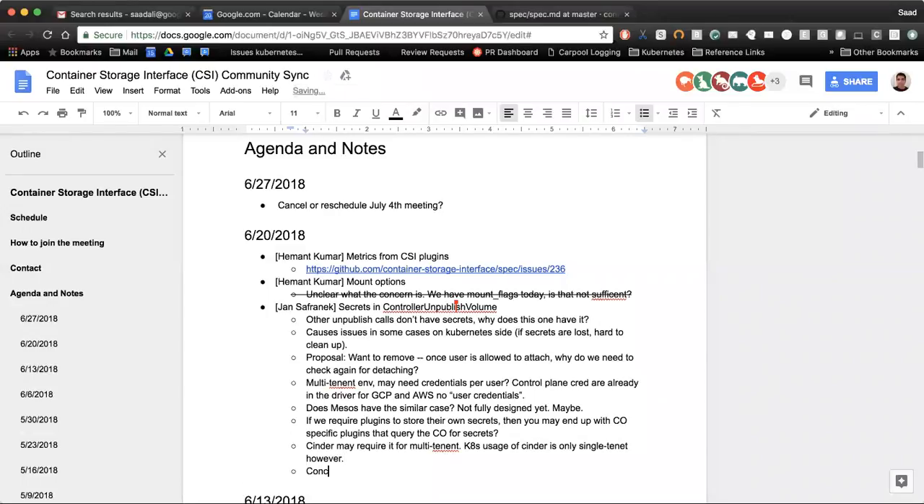Can we add a warning in the controller unpublished secret saying if a plugin requires this, it's possible that it may not be available and that the unpublished call won't succeed, so be careful. Anybody against that? That could work. Like the driver should rely on this only when it doesn't have any other choice. Right.